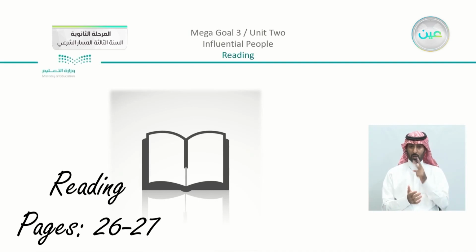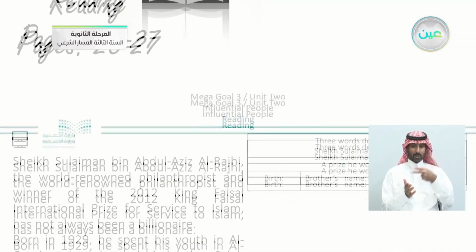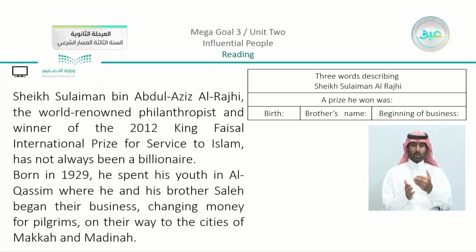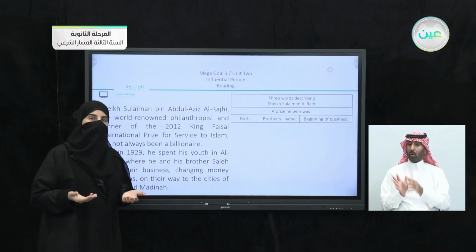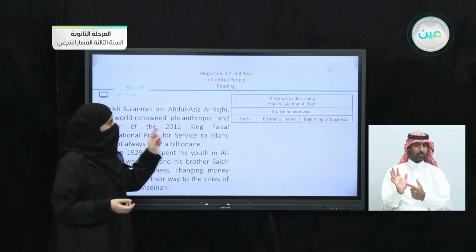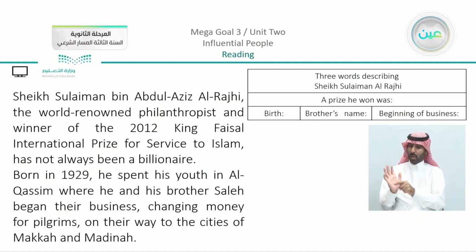So as we mentioned, you can just open your books on page number 26 and 27. Now, as I explained, we have here the table. The first table has many things that I want you to look for. We have 3 words describing Sheikh Sulaiman al-Rajhi. And I want a prize. Now, we know that he won a prize, but what is the prize? A prize he won was, look for it, his birth, brother's name, and beginning of business.